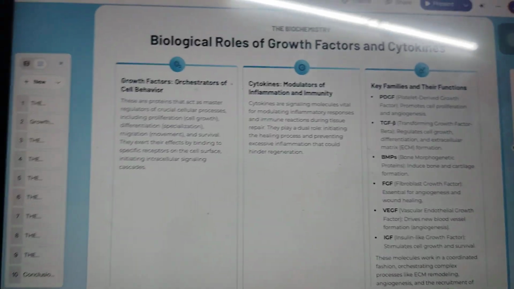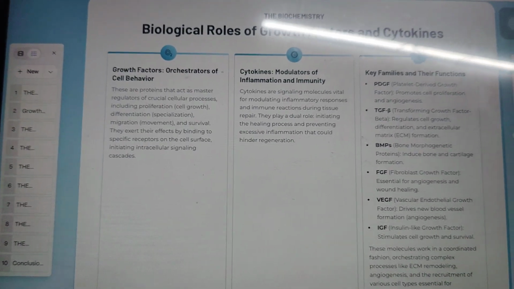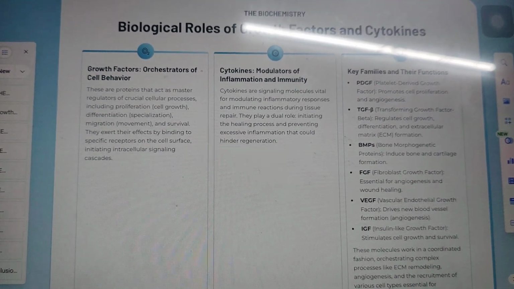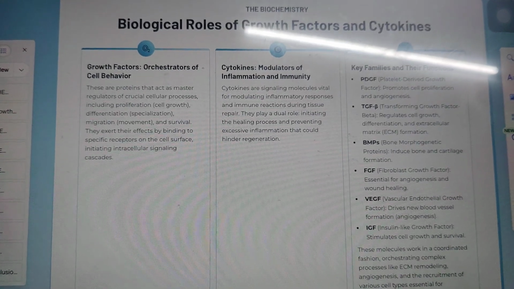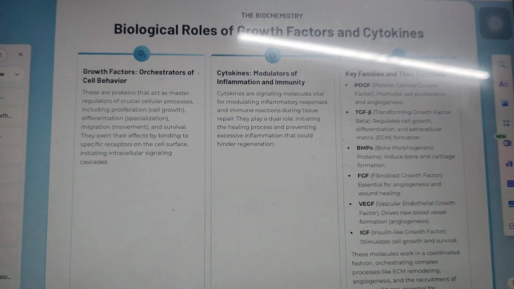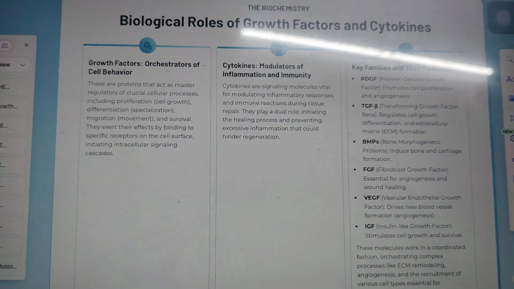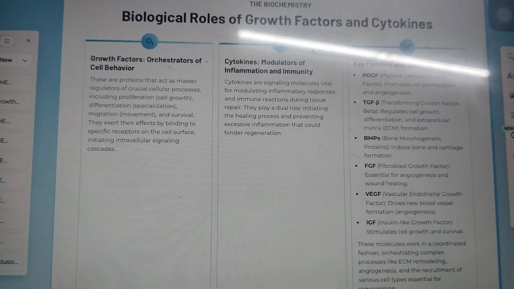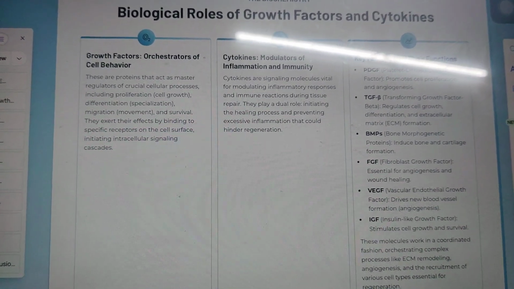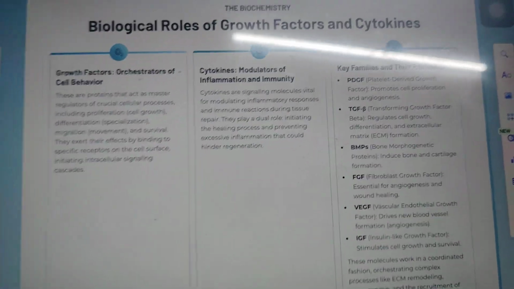Cytokines, modulators of inflammation and immunity. Cytokines are signaling molecules vital for modulating inflammatory responses and immune reactions during tissue repair. They play a dual role, initiating the healing process and preventing excessive inflammation that could hinder regeneration.